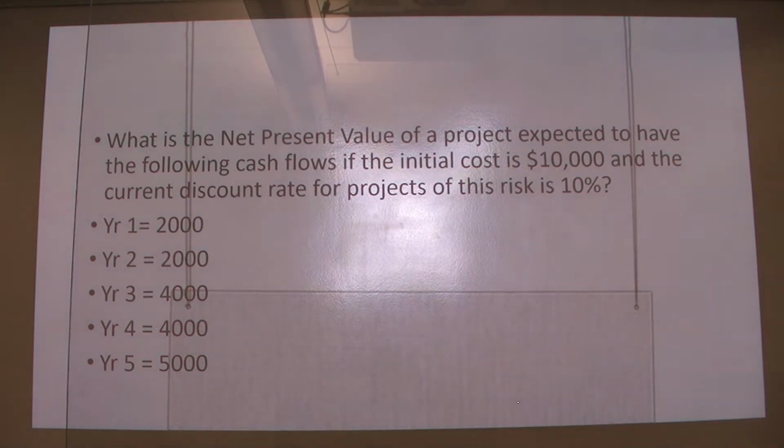All right, so now we're going to do an NPV question. What is the net present value of a project expected to have the following cash flows if the initial cost is $10,000 and the current discount rate for projects of this risk is 10%? So again, we want to write out a timeline, document what we're given.